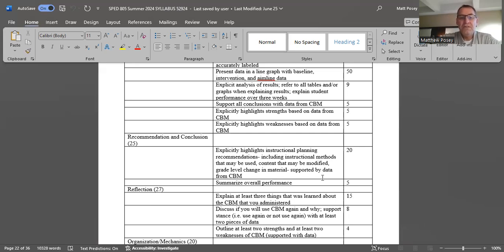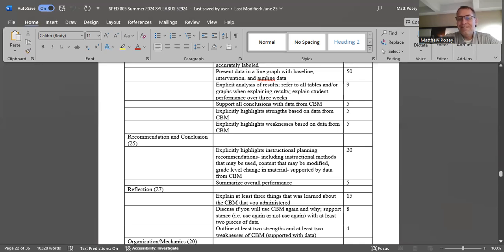This is nothing new. You're going to explain or highlight any instructional planning recommendations based off the data you have collected, or any modifications to content, any grade level changes in material that you deem to be necessary. Then basically just give a brief summary of the overall performance.